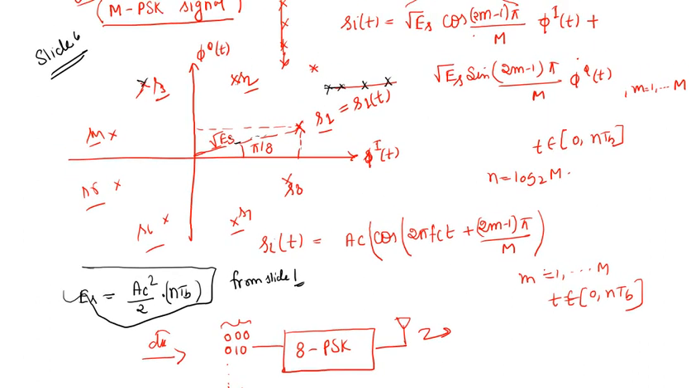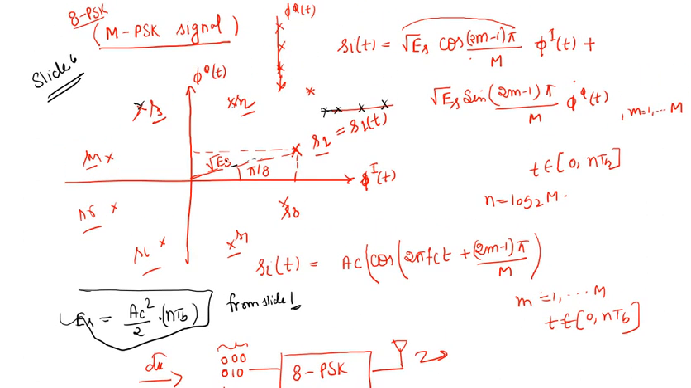So since we know that QPSK looked like this, root Es cos((2m minus 1) pi by 4), but now our M is not 4, so we will write it as M. And further, if you remember, I told you that now we are sending 3 bits of information through each signal. Therefore, the duration will be 3 Tb, or in general n Tb, where n is log2 M. So you can write your MPSK signal as Si(t) = root Es cos((2m minus 1) pi by M) phi_I(t) plus root Es sin((2m minus 1) pi by M) phi_Q(t), where phi_I is the same and phi_Q(t) is minus root(2/Tb) sin of 2 pi fc t. Clear?